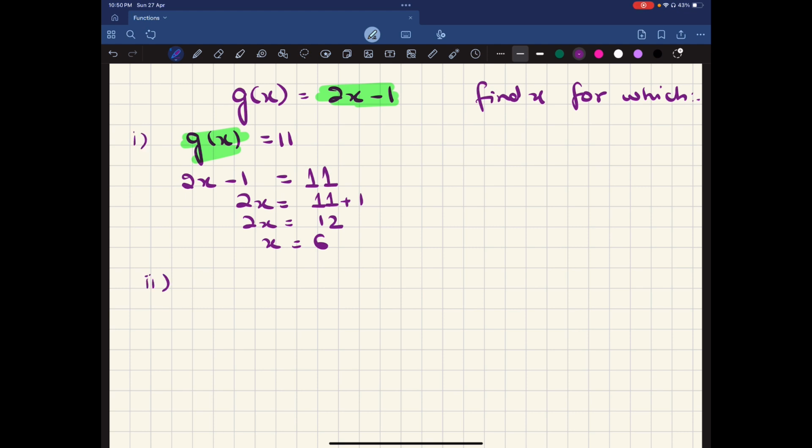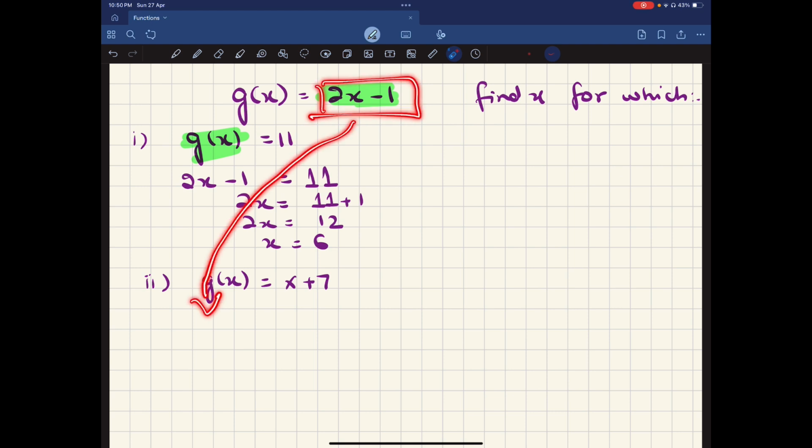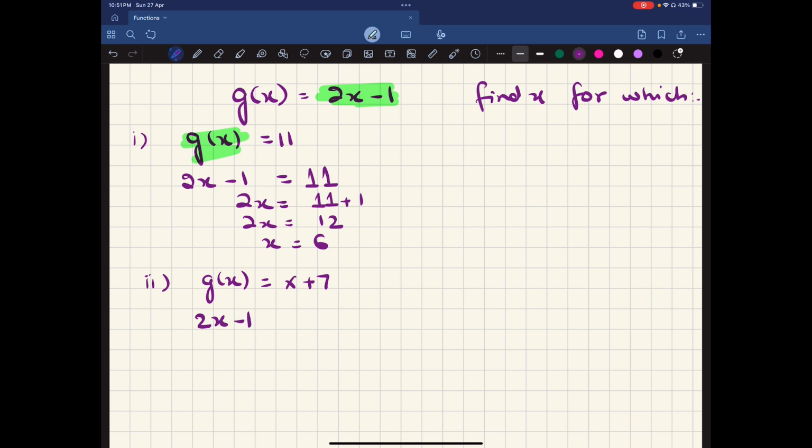If they tell you that g of x is equals to x plus 7, we're going to follow exactly the same thing. This is g of x, right? And g of x is equals to 2x minus 1. So we're just going to substitute this expression in place of g of x. So 2x minus 1 is equals to x plus 7. Let's solve for x.